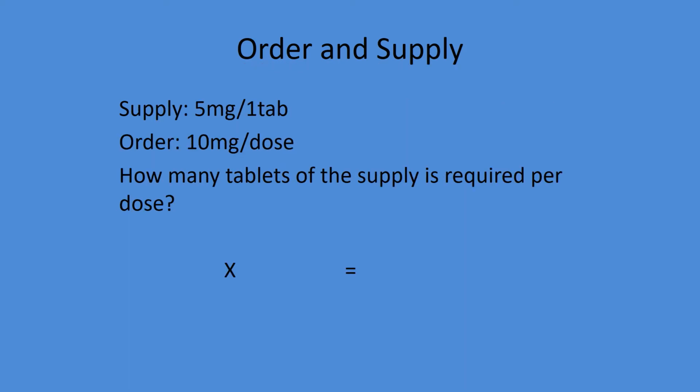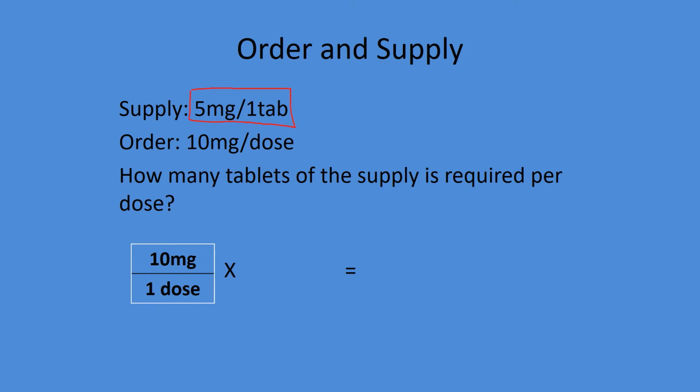Okay, so we have order and supply. So the first thing we do is let's start with the order. So the order calls for 10 milligrams per dose. So I'll write it like this, 10 milligrams per dose. And I need to now multiply that by a factor of 1. So my supply is a factor of 1.